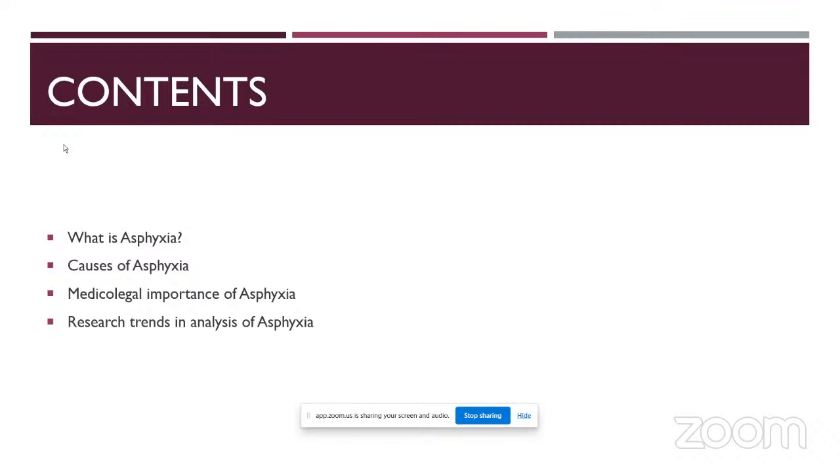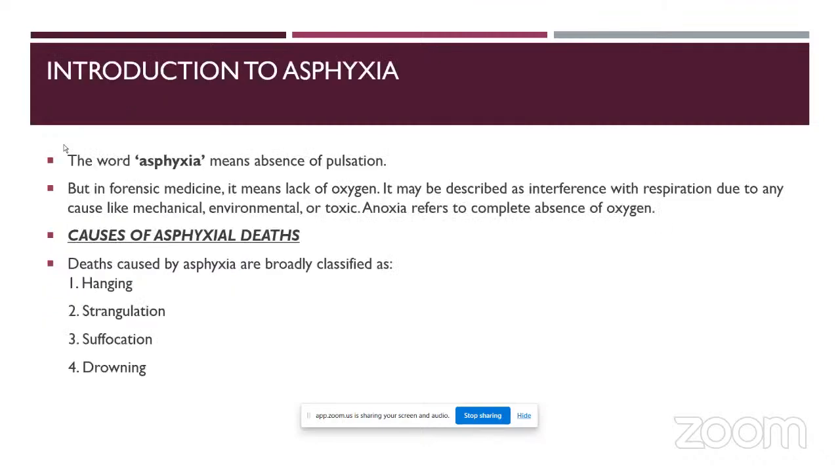So, starting the topic with asphyxia. The word asphyxia itself means the absence of any kind of pulsation. But in forensic medicine, it technically means the lack of oxygen in a person. It can also be described as an interference in respiration due to any cause, be it mechanical, environmental, or toxic. Anoxia refers to the complete absence of oxygen.